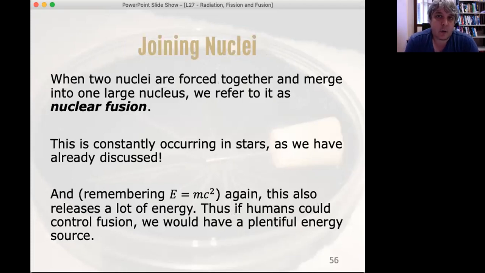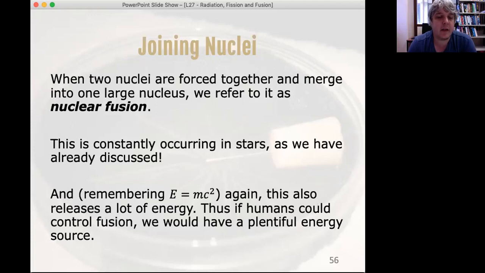The other side of that coin, nuclear fission, splitting an atom in half, the other side of that coin is joining them together. We've already actually talked about this because we talked about it in stars. Stars are big and dense and hot and lots of pressure, and they can force nuclei together. When 2 nuclei are forced together and joined to create a bigger nucleus, it is called nuclear fusion. Right? So nuclear fission was the splitting, nuclear fusion is the joining.